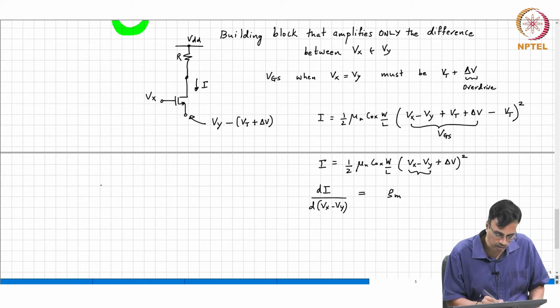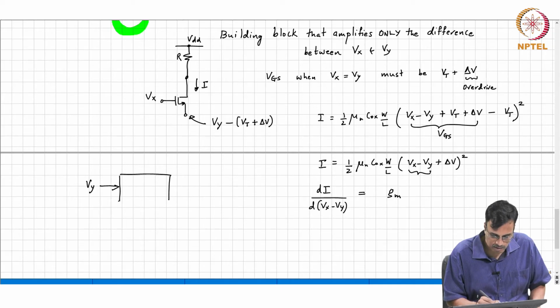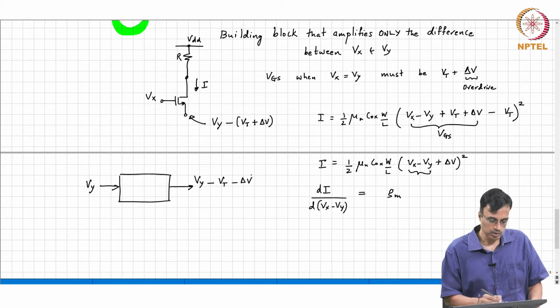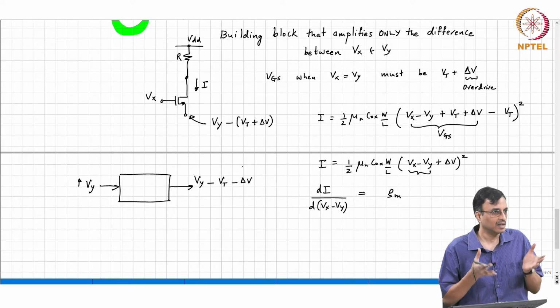We need a box, okay. This is a box. We want to get Vy minus Vt minus delta V, correct. So, if Vy changes a little bit, what comment can you make about the output? This is a box, okay. We are trying to figure out what there is inside the box.